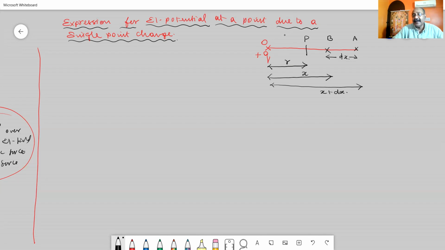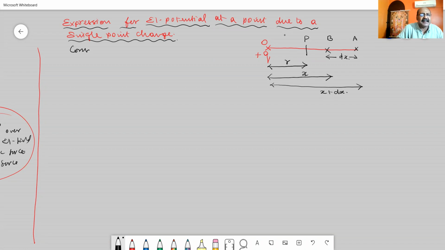Am I correct? If I consider a point O in air medium, and at that point you place a charge plus Q, along the axial line you consider two points A and B separated by a small distance dx. On that same line, you consider a point P at a distance R from the charge plus Q at O. So the point B is at a distance x from O, and the point A is at a distance of x plus dx. Write all this down.